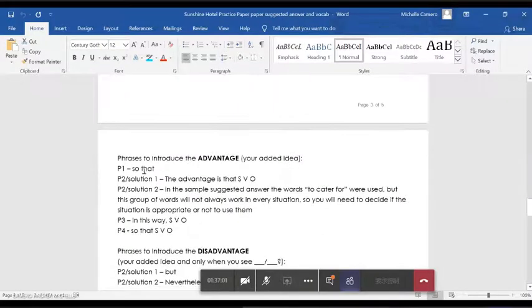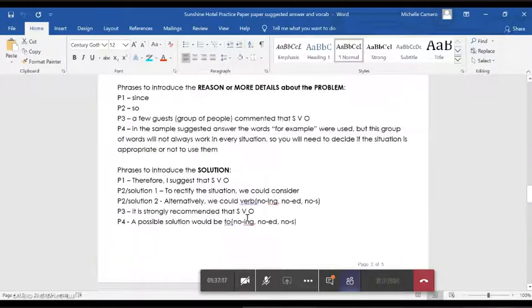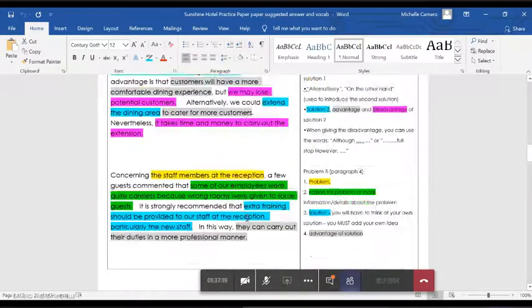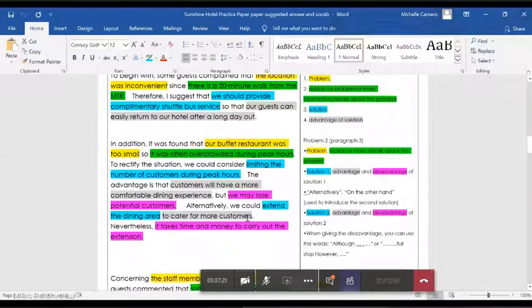And then for the advantages, we have "so that." "The advantage is that." All right, so that's solution 1 for problem 2. For problem 2, solution 2, they use the words "to cater for," but this group of words will not always work. And you can see it right here. I'm sorry, I'm jumping around a little bit. I hope you guys are okay with that. "Alternatively, we could extend the dining area to cater for more customers."